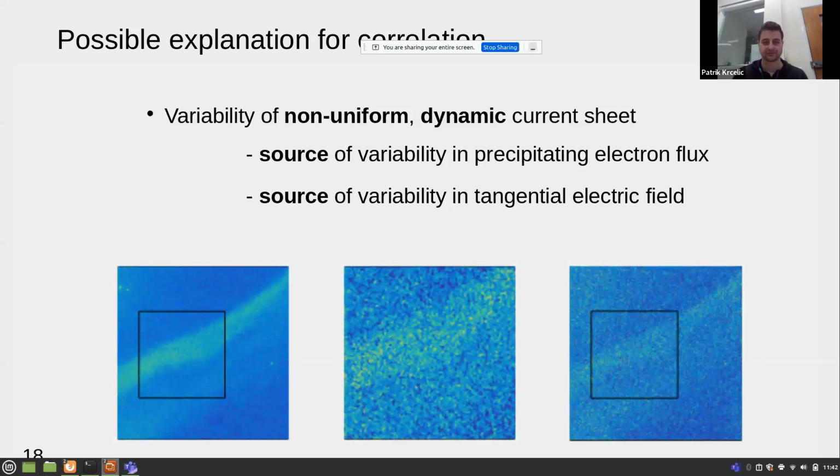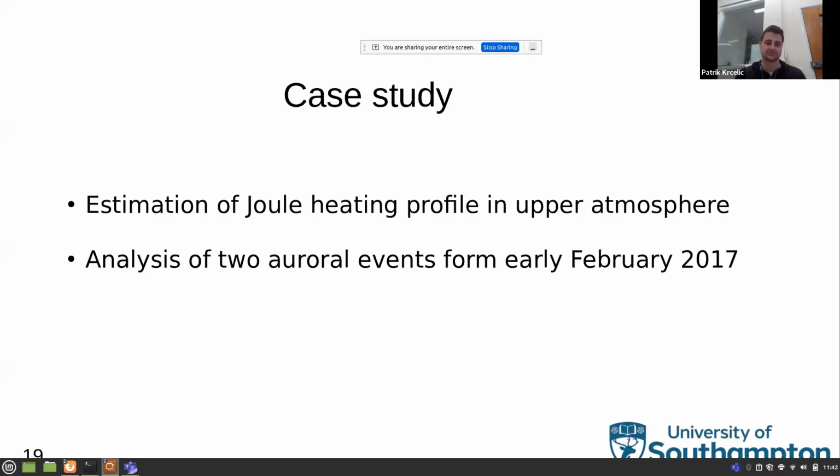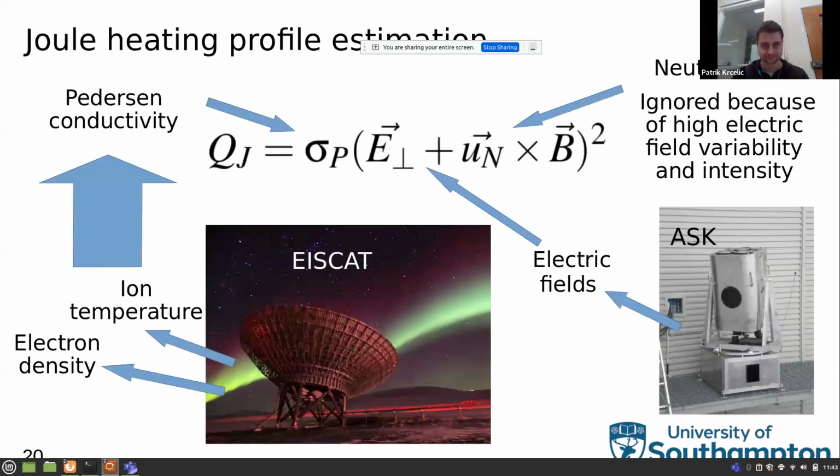Okay, we have high variability in electric fields. What does it matter? This is where we did a case study in which we estimated the Joule heating profile in the upper atmosphere. We did that by analyzing two auroral events from early February 2017 to show the effects this variability would have on the Joule heating estimates.